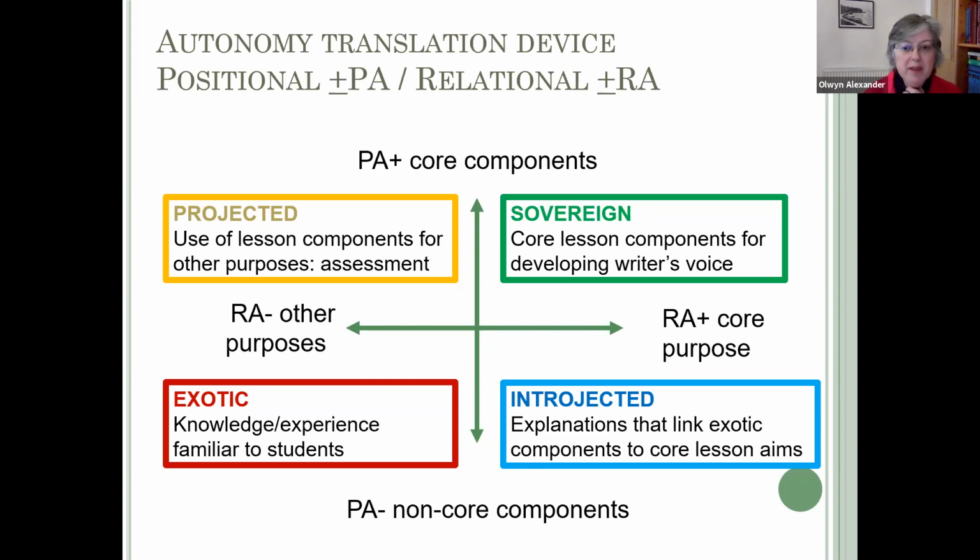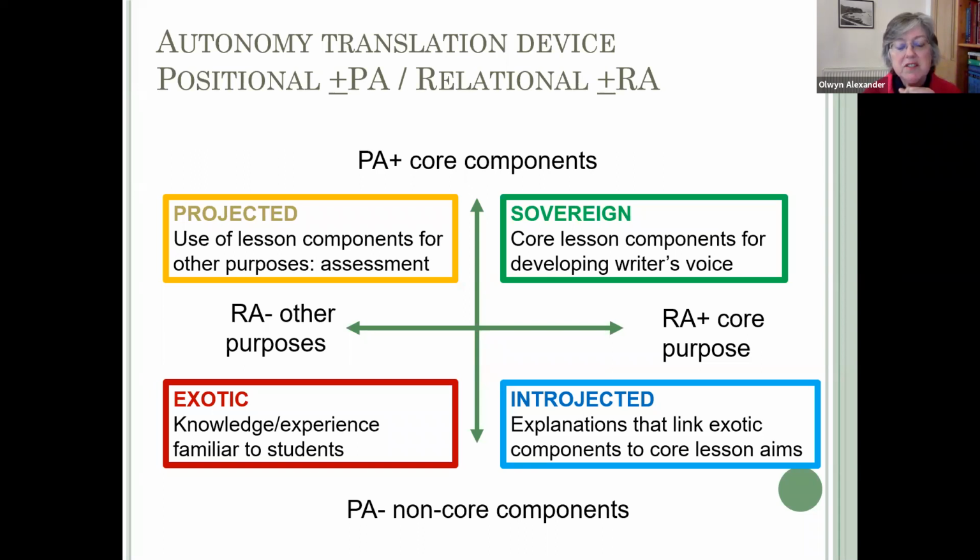So if you have PA plus, RA plus, the top right-hand quadrant is what's called sovereign. So this is the lesson we're dealing with, the core components for developing writer's voice. And in the case of the teachable moment we're looking at, it's the critical questioning around the WHO definition. And so then in the bottom left-hand corner, you have what's called the exotic quadrant. So that's the knowledge and experience familiar to students, which the teacher won't necessarily know, and which we want the students to connect to.